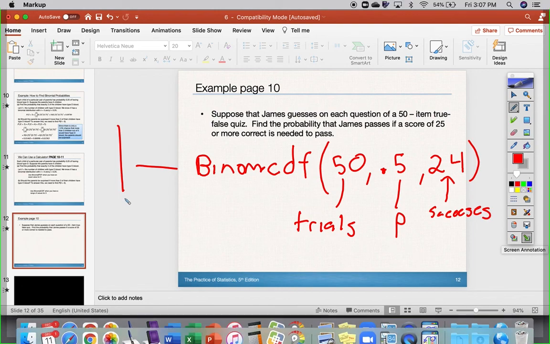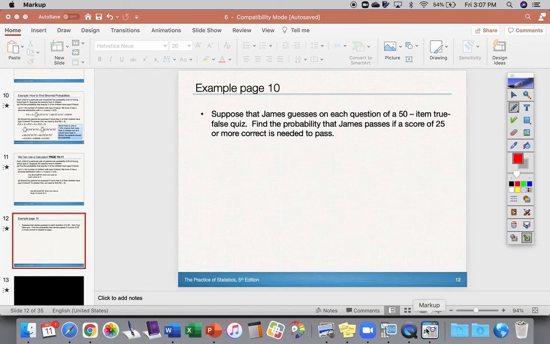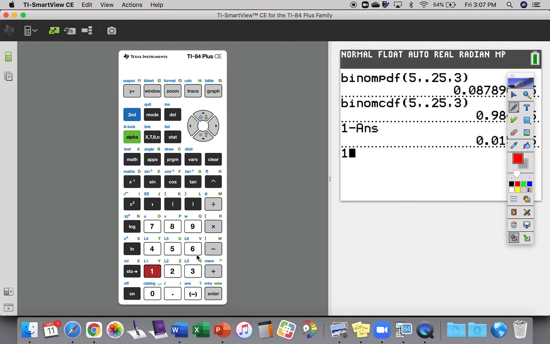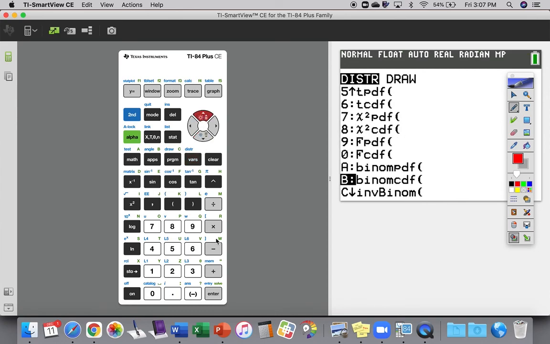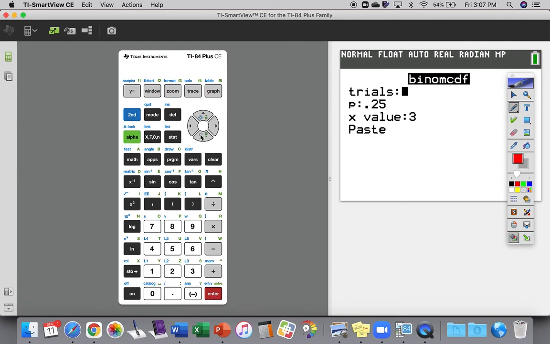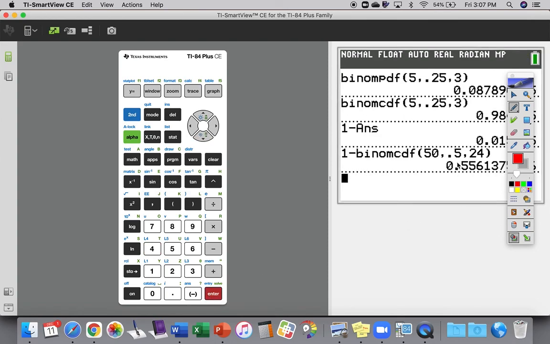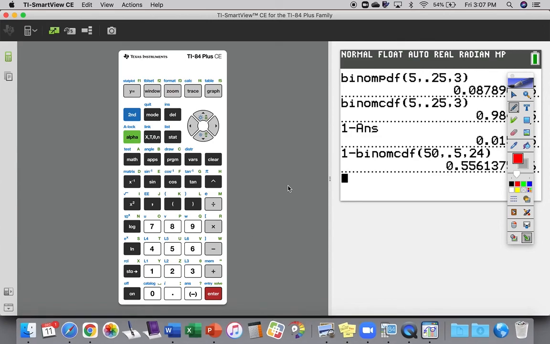So let's go to the calculator and let's put that in. Okay, 1 minus, you can do this before or after. Distributions, binomial CDF. We now have 50 questions, true-false, 0.5 probability. We want to get rid of the first 24. Paste, enter, 55%. So answer the question. There's a 55% probability he guesses correctly.